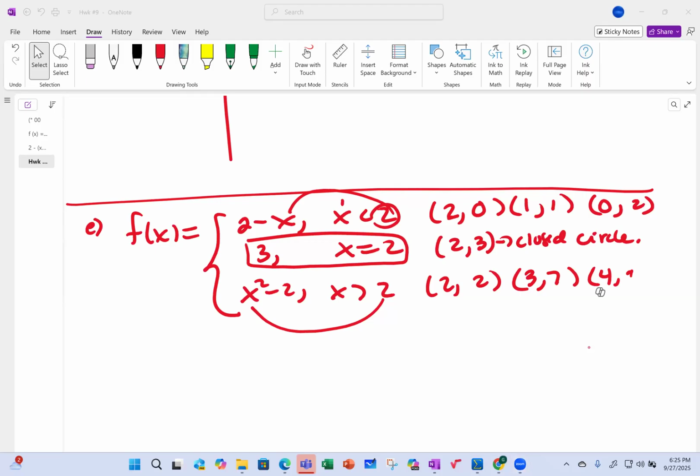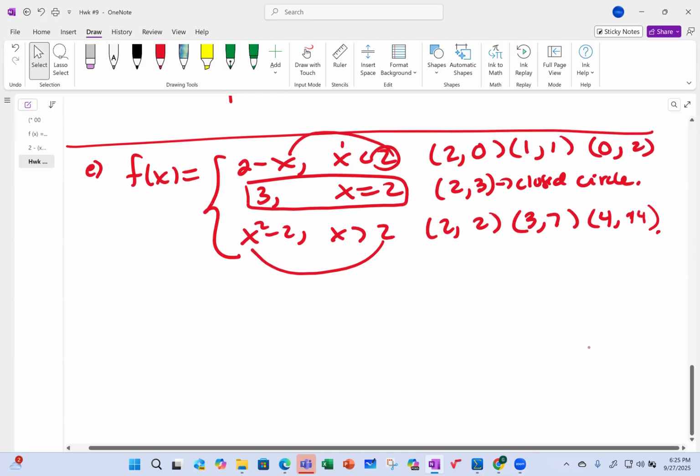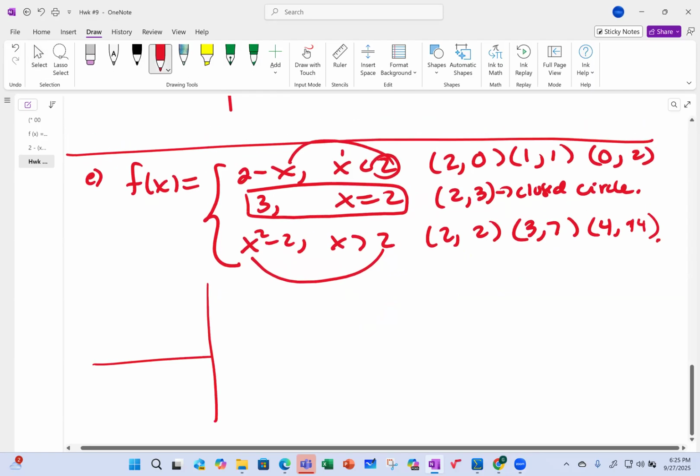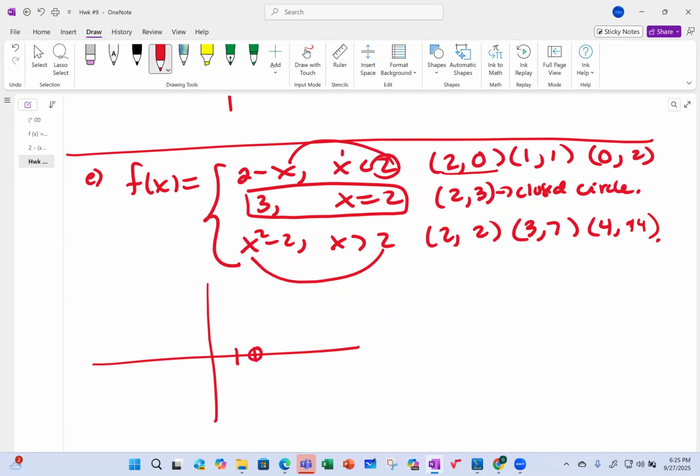Okay, so that would be 4 squared is 16, minus 2 is 14. All right, I got a lot of points here to graph. So this is (2, 0) right here, open circle. (1, 1), and then (0, 2). Again, this is where I started. That's this point right here. I'm going towards those points, and there's my line.